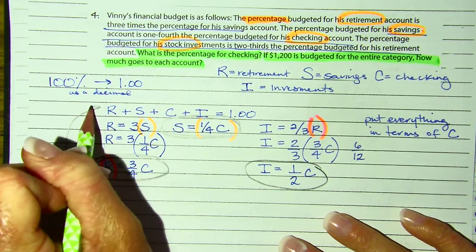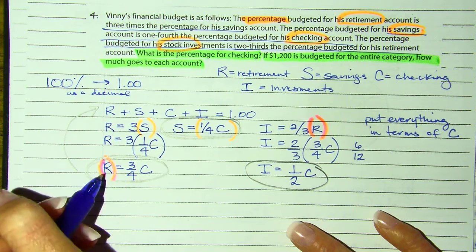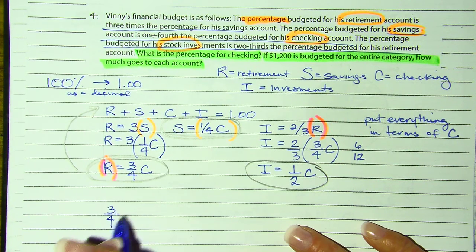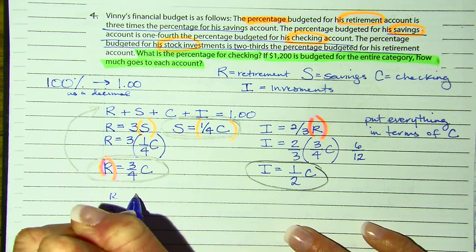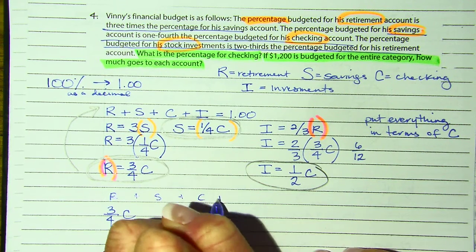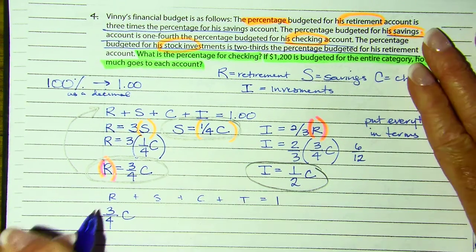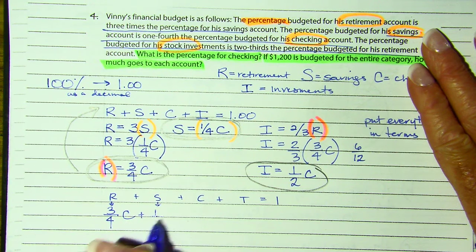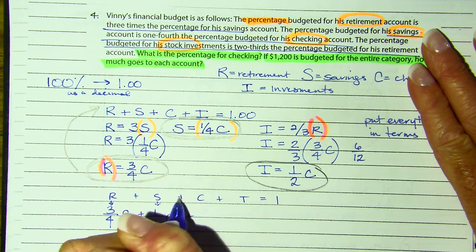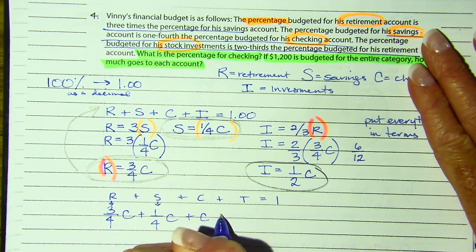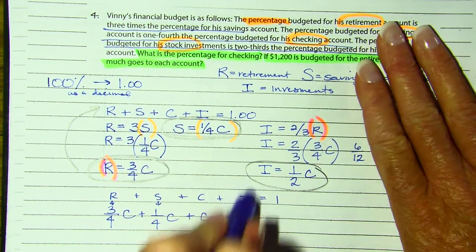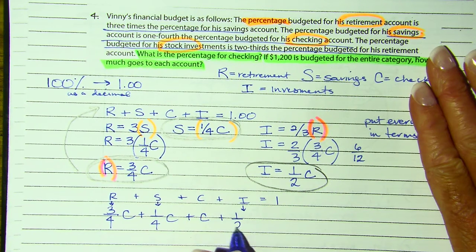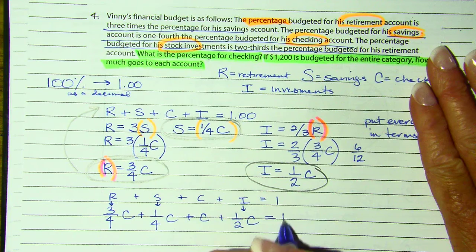into here. So I'm going to substitute R, right? So for R, I have 3/4 C, because I'm substituting it into this equation. So R plus, I'm going to plug in what S is, 1/4 C. This is already C. Plus, I know now, sorry, this should be an I, which is 1/2 C, equals 1.